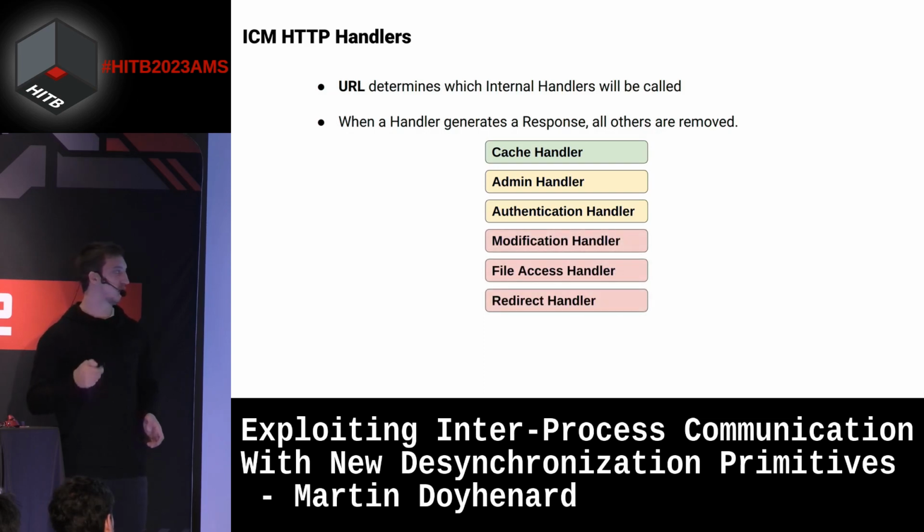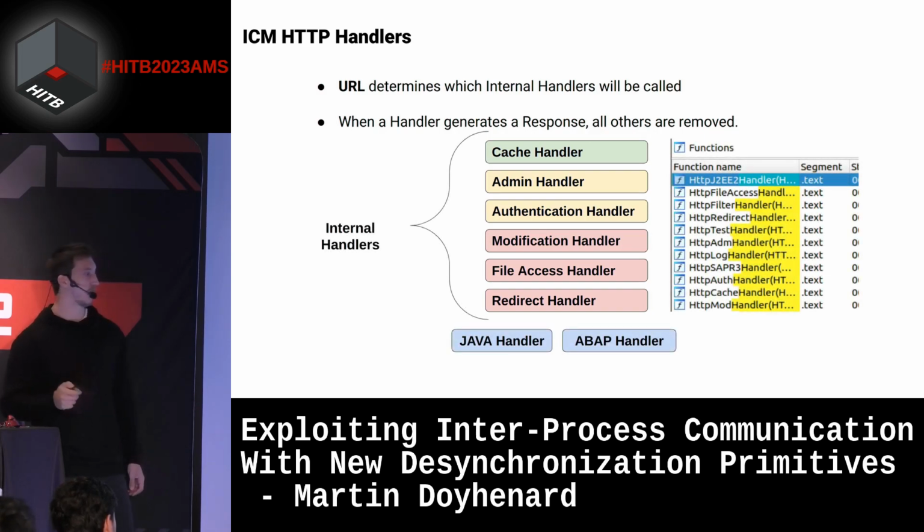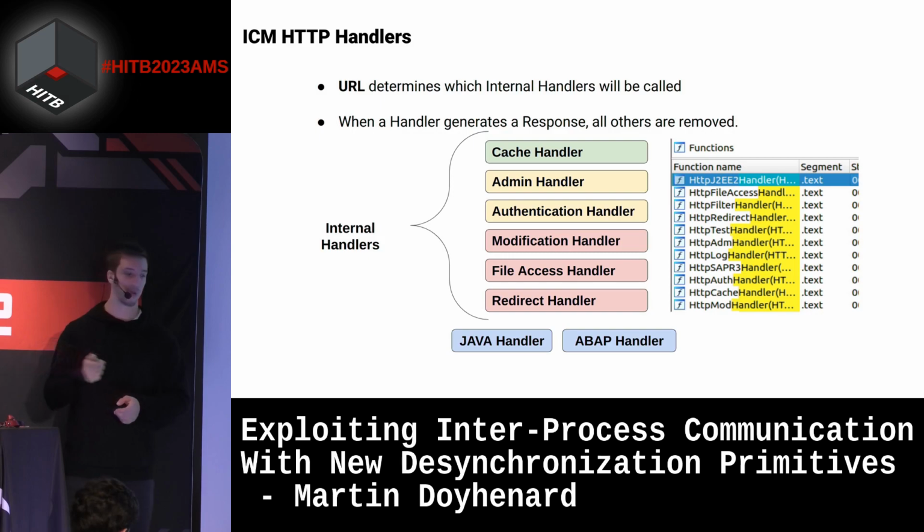Then we have the modification, file access, and redirect handlers. They are not really important for us because they are not by default. You need to set them in a configuration file. And finally, the Java or ABAP handler, which are both always included and at the end of the list, because if no other handler is able to resolve the request, then they will forward the request to the worker process.